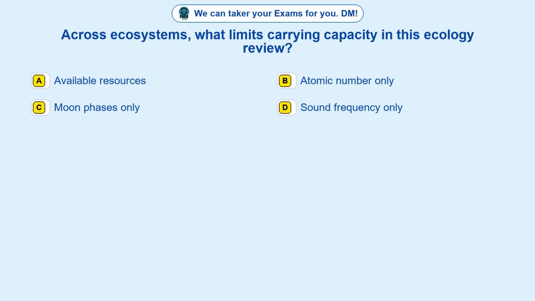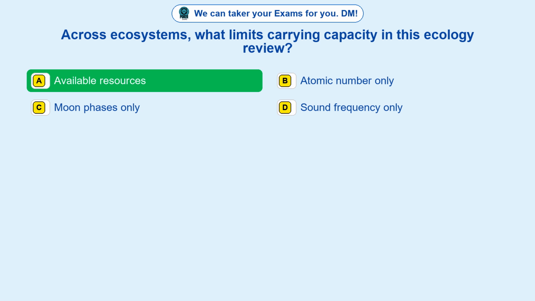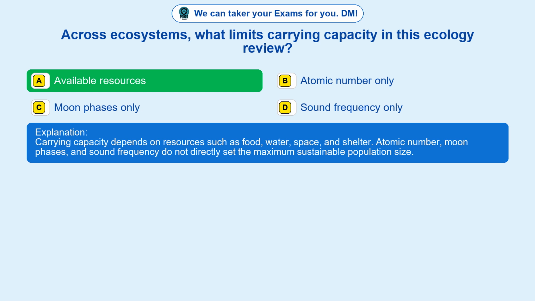Question 29. Across ecosystems, what limits carrying capacity in this ecology review? Option A, available resources. Option B, atomic number only. Option C, moon phases only. Option D, sound frequency only. The correct answer is option A, available resources. Carrying capacity depends on resources such as food, water, space, and shelter. Atomic number, moon phases, and sound frequency do not directly set the maximum sustainable population size.